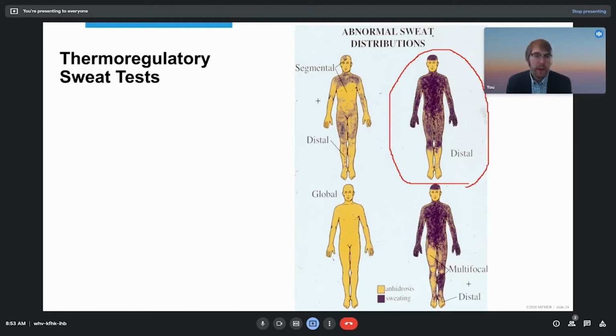When that yellow dye gets wet, it becomes purple, and so where it does not get wet, it stays yellow. And so you can see that this person has a length-dependent neuropathy that affects the legs more than anywhere else where they are sweating normally. But there are other types of neuropathies, as I mentioned, and you can see some good examples of those on the other slides here.